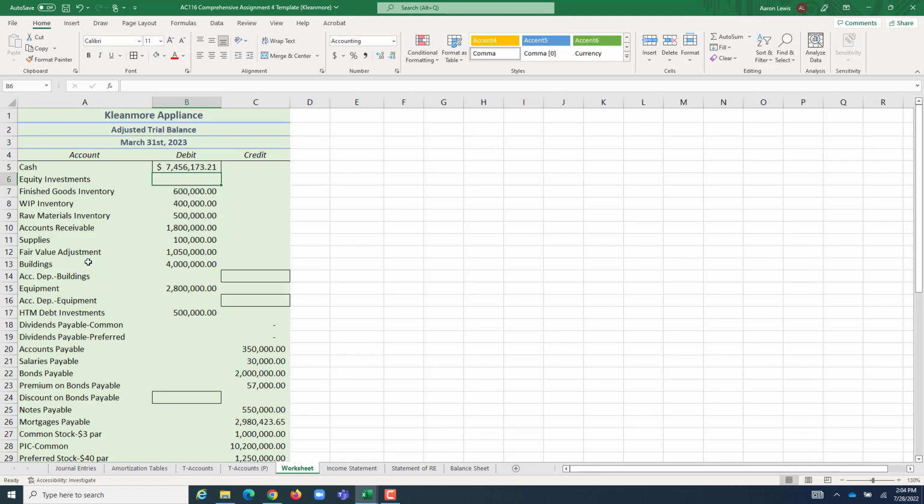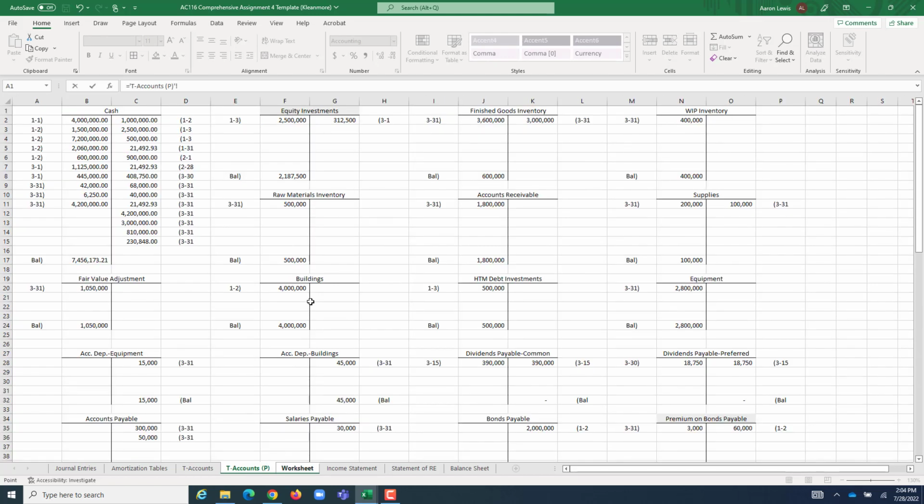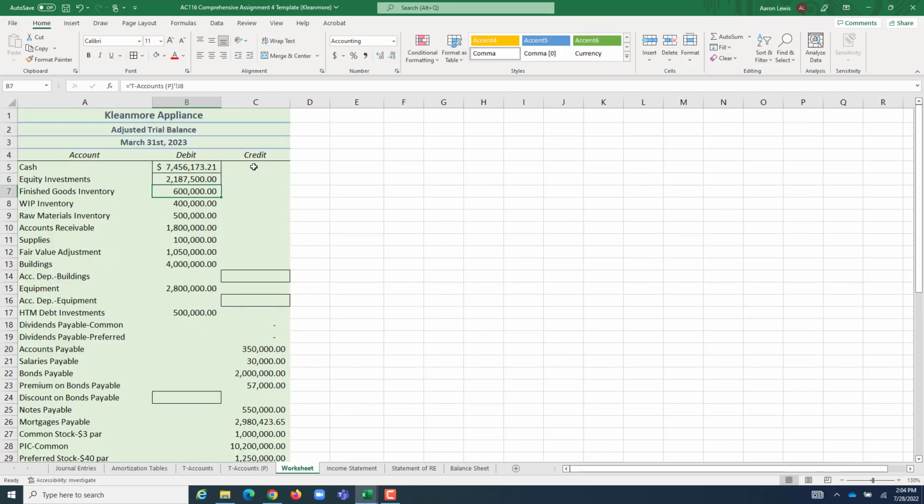Same with equity investments. It's going to have a debit balance because it's an asset account. So I hit equals, I go back to my T accounts, I see the balance of equity investments is $2,187,500 on the debit side. I click that number, I hit enter, and it brings it on over. And I did the same thing beforehand for all of our inventory accounts, receivables, supplies, etc. I left accumulated depreciation blank on purpose.